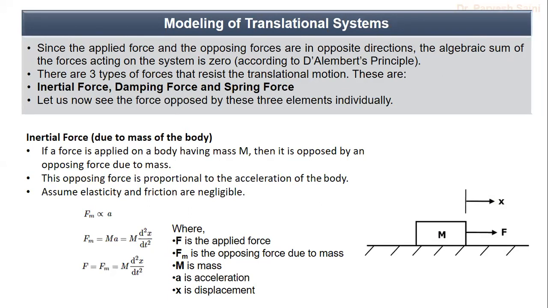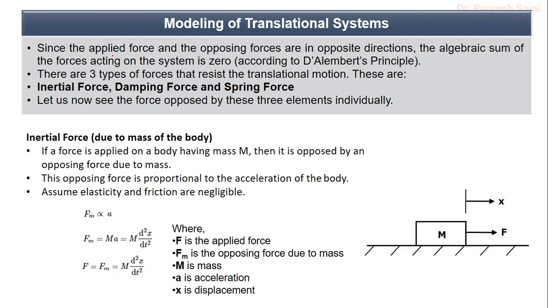Now let us come to modeling of translational systems, right? How to model a given translational system. When we have to model the given translational system, we have to see all the forces which are applied on the system and all the forces which are opposing that system. This is what we have to see, because as per D'Alembert's principle, the algebraic sum of all these forces acting on a system and opposing that force is zero, right?